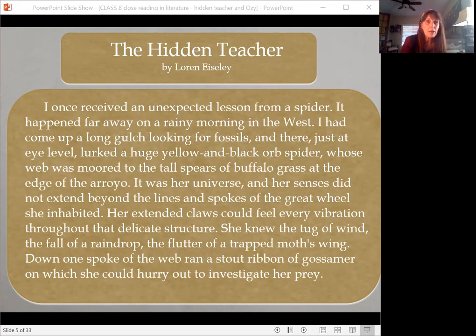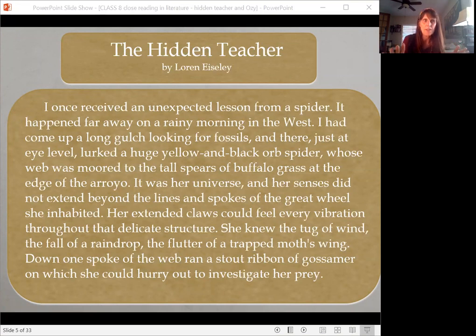In fact, the concept of story is indicated in the second word here. I once. Not I received an unexpected lesson, I once received an unexpected lesson. By saying once, we're already connecting to the adage once upon a time, which gives us again this legend or this mythological proportion. It's a big story. It happened far away, an abstractness, which gives it a storytelling atmosphere, on a rainy morning.